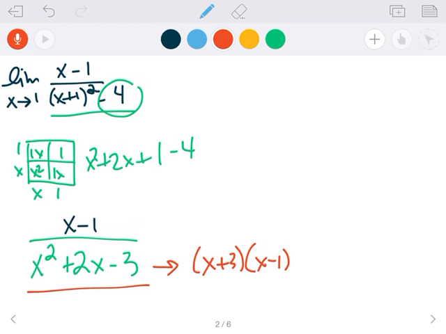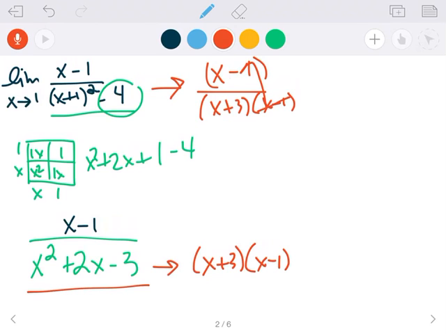So when we go back to our original function, if we rewrite it, we have x minus 1 over the quantity x plus 3 times the quantity x minus 1. We see that we have this giant 1 here that we can simplify, and so then we can rewrite the function as 1 over x plus 3.